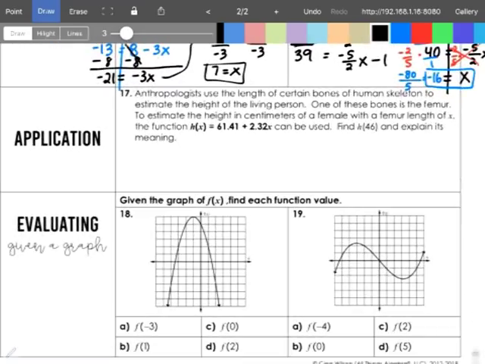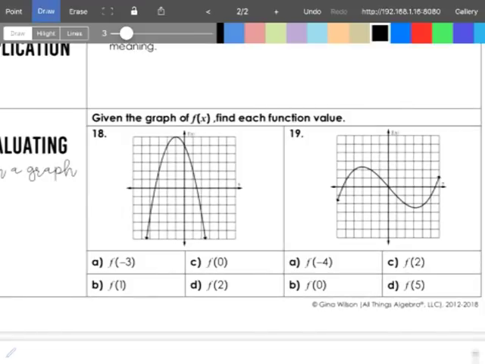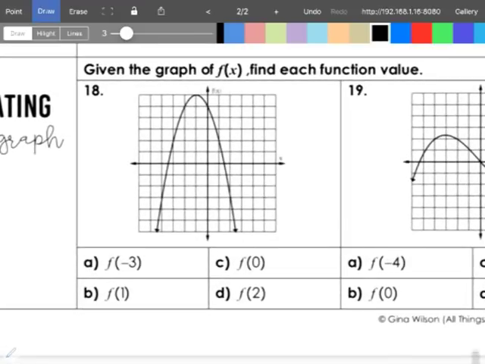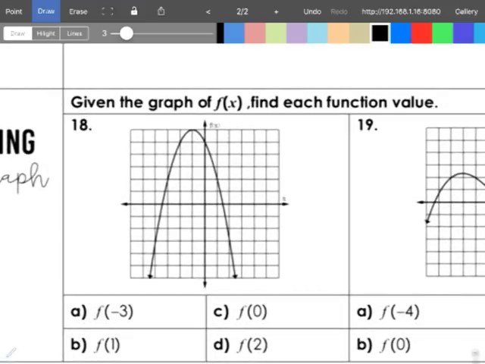We're going to do the application one together as a class, but let's look at 18 really quick. So it says, given the graph of f of x. Remember, f of x is the same thing as y. We can always substitute that for y. Given the graph of y, or f of x, this is just our function, right? Find each value of the function.